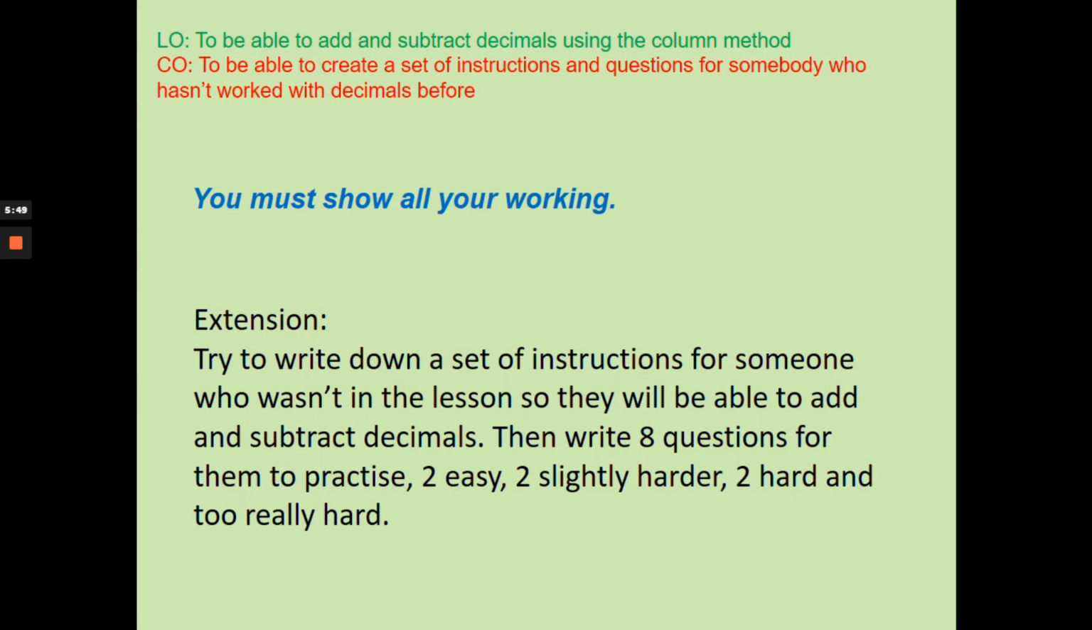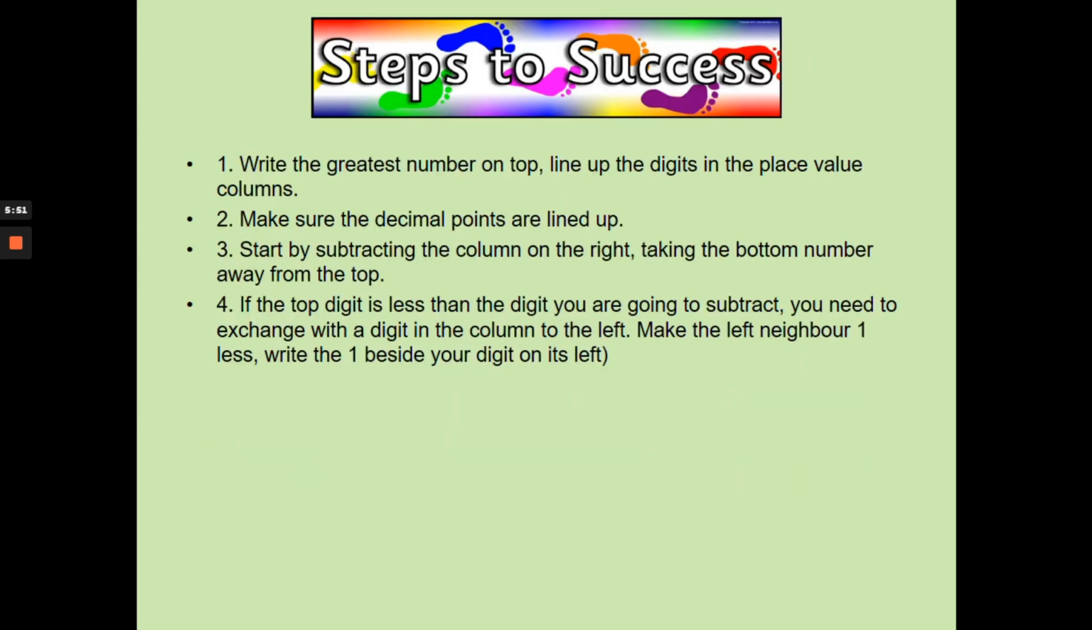Remember the steps for decimals: you write the biggest number on top, you line up the digits in the place value columns, make sure the decimal points are lined up, start by subtracting the column on the right, taking the bottom number away from the top, and if the top digit is less than the digit you are going to subtract, you need to exchange with a digit in the column to the left, which means you are borrowing. So those are the 4 steps that you need, so that might be able to help you with your extension task.